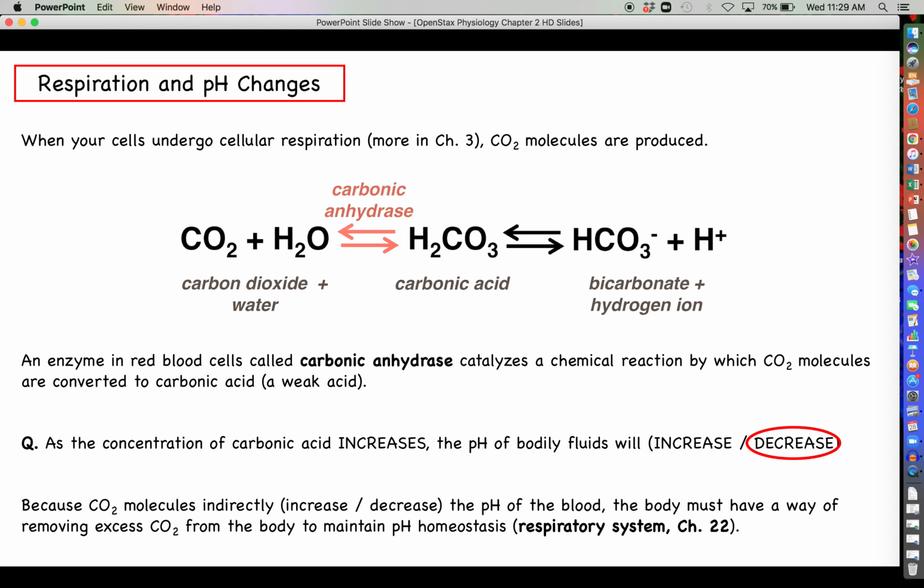So in addition to buffering, another thing that we have to do in this case, especially with carbon dioxide, is make use of the respiratory system to get rid of some of that excess carbon dioxide, since we've already established that these carbon dioxide molecules are indirectly decreasing the pH of the blood. So once we get to chapter 22 and we start looking at the respiratory system, you're going to come to appreciate how important it is for us to have a mechanism for eliminating excess carbon dioxide from the body, not just because it's a waste product, but because it does very drastic things to the pH of the blood and other bodily fluids.